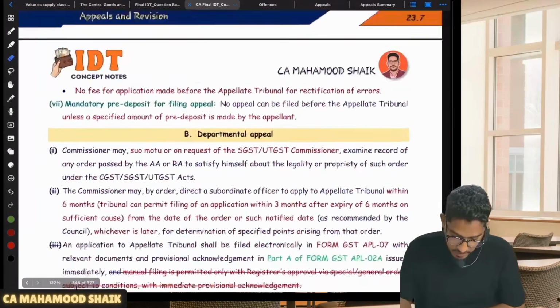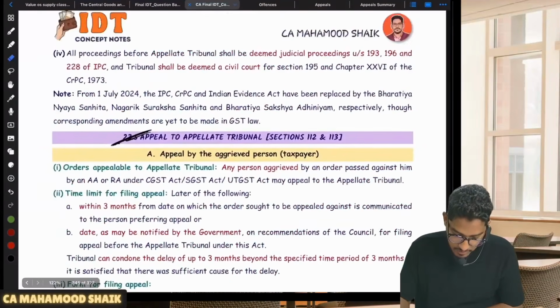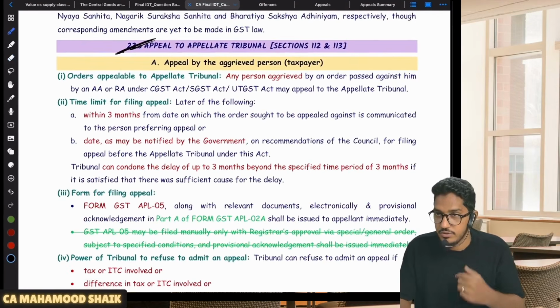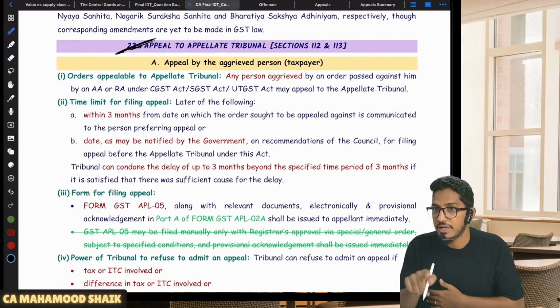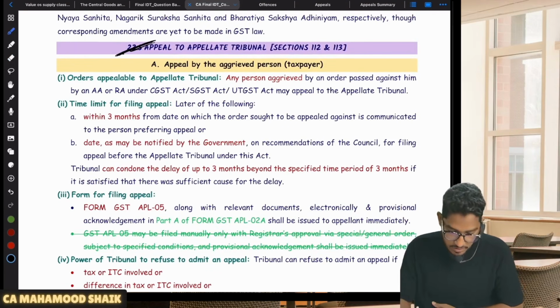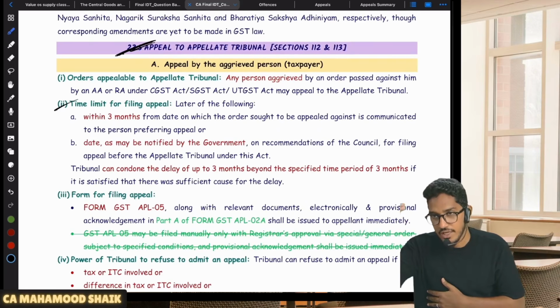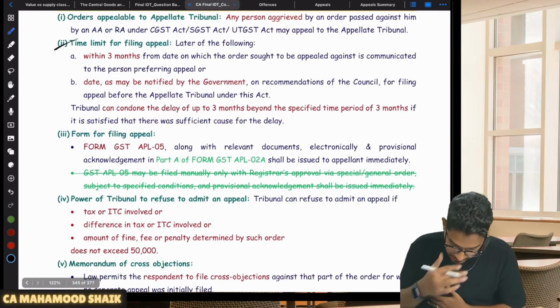So just if I take you through, I will not read in a detailed manner. Just I will connect it here. So first, which order can be appealed? We have already told, any order given by the appellate authority or revisional authority's order. Time limit 3 months in case of taxpayer. In case of department, 6 months. Condonation of delay 3 months.